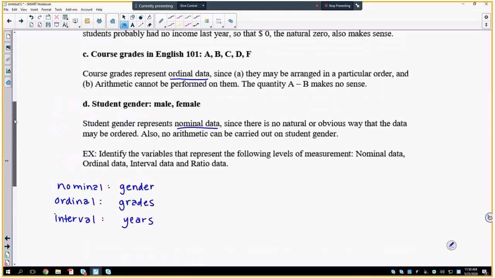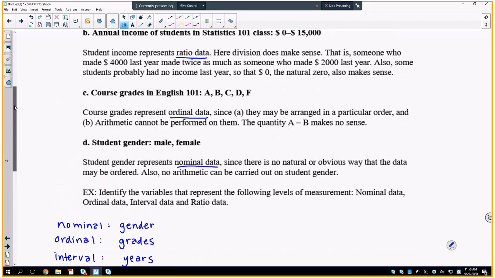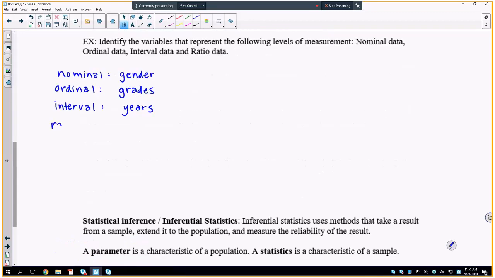And then ratio data might be something like income, because there is clearly an ordering. $4,000 is more than $0. We can do subtraction, division, multiplication, addition, and all of those things.